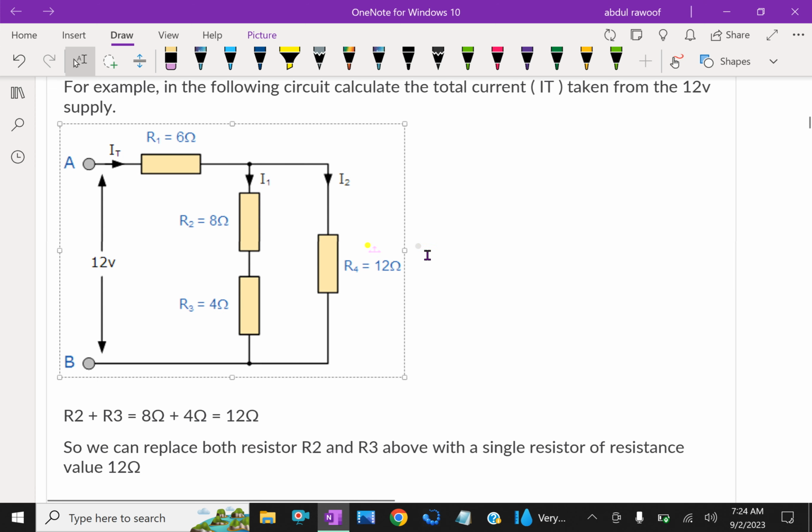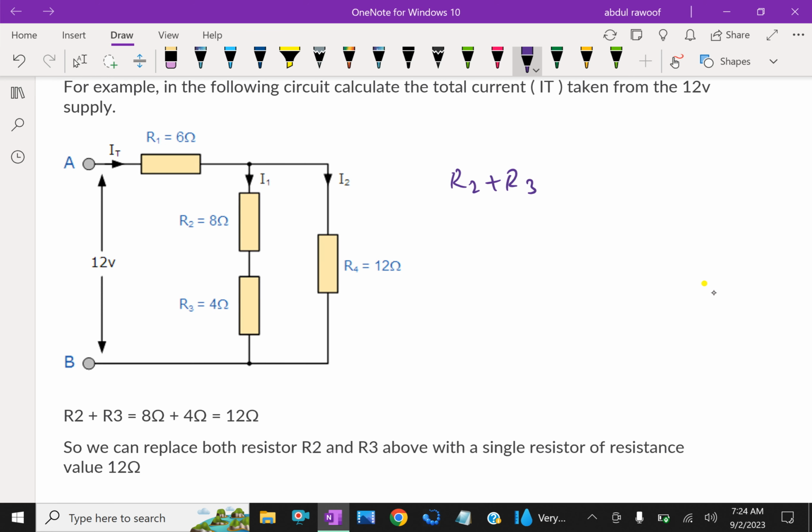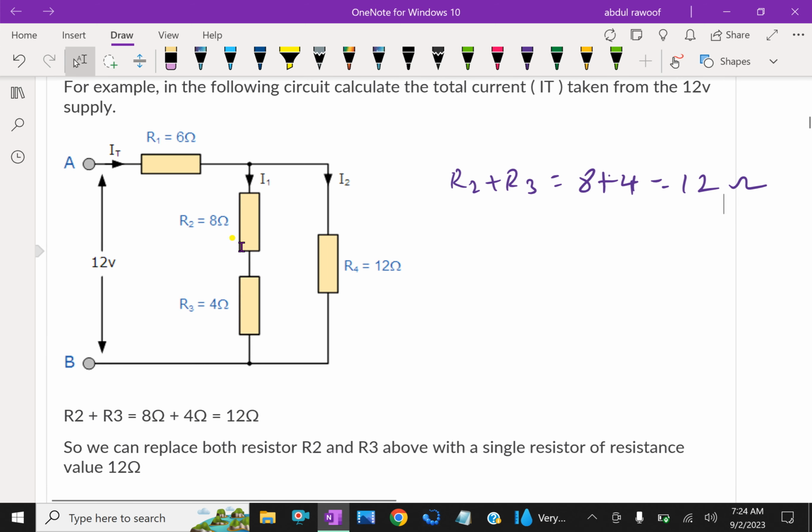Here, look at this circuit. Here, a series and parallel combination is there. Here, R2 and R3 resistances are in series. You have to calculate first R2 plus R3, 8 plus 4 equals 12 ohm. This combined resistance in series, 8 ohm plus 4 ohm, is 12 ohm. Then this 12 ohm is parallel to this R4.